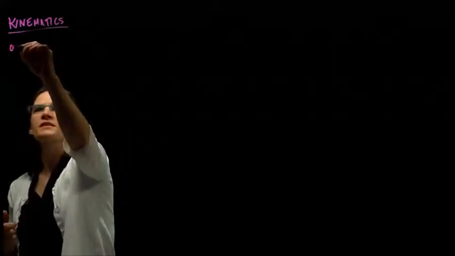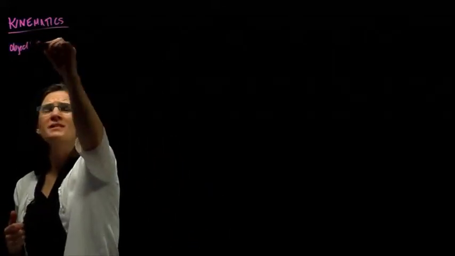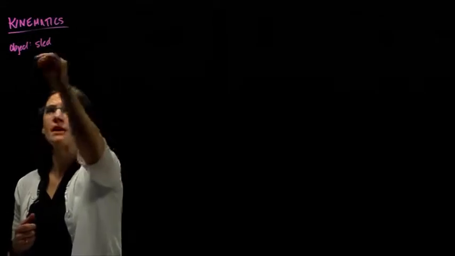Okay, so we're interested in how fast. That's a descriptor of motion. We're going to start with kinematics. Since we're interested in how fast, that's just describing motion. So, what is our object? Well, it's the sled that we're describing the motion of.